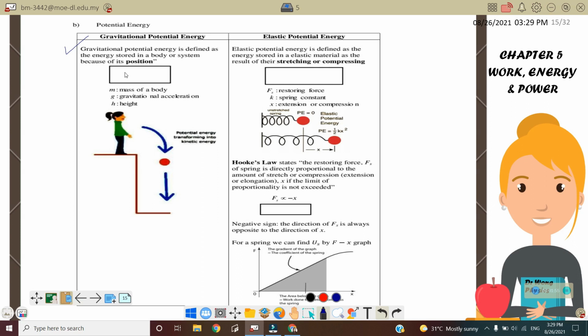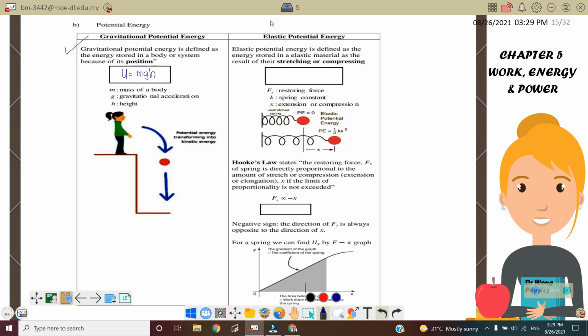So we can write the equation U, the potential energy, equals mgh. Here m is the mass, g is the gravitational acceleration, h is the height. So it depends on the position. When you're at a high position, h is higher, so the gravitational potential energy is greater.